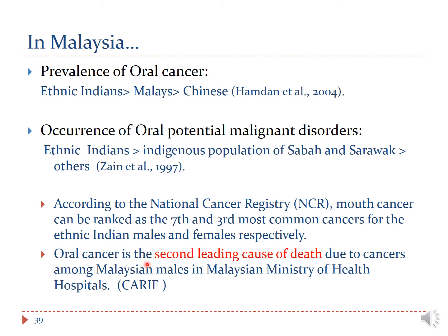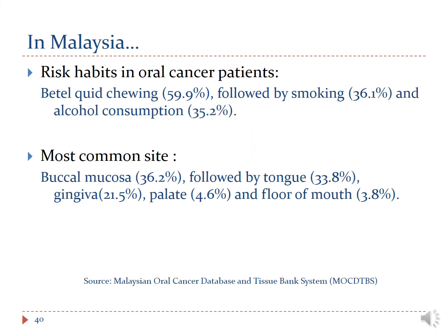Oral cancer is the second leading cause of death due to cancers among Malaysian males in Malaysia, according to the Ministry of Health. Okay, and the risk habits in Malaysia for patients who develop oral cancer is number one, the highest is betel quid chewing, which is seen in 59.9% of the patients, followed by smoking 36.1% and alcohol consumption 35.2%.